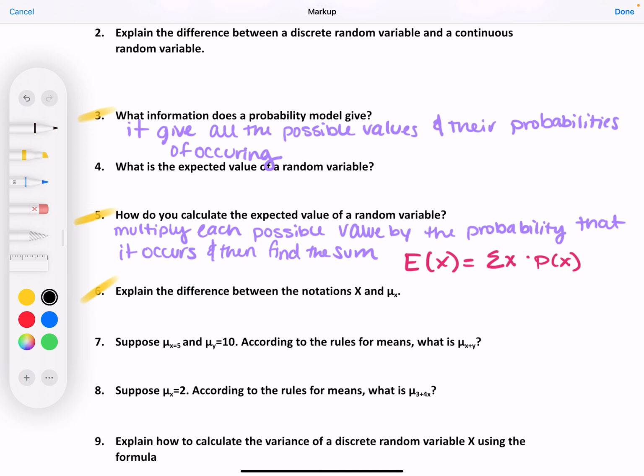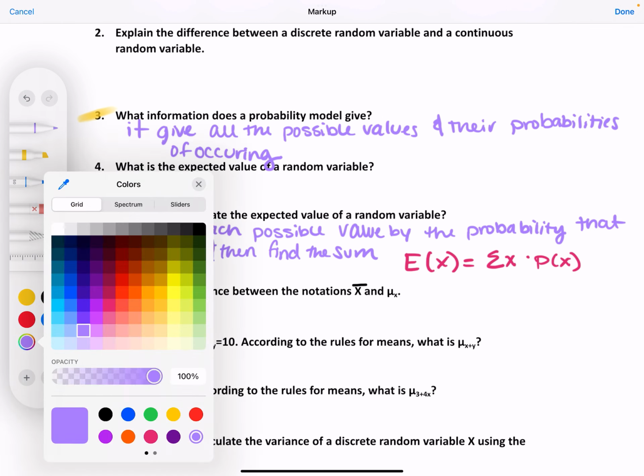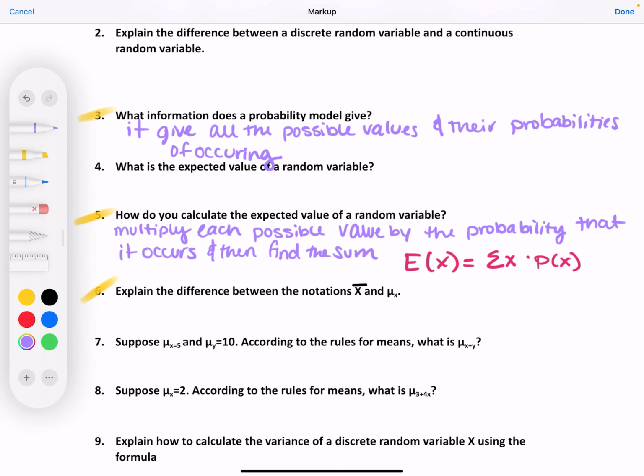Also, this next question, this X is supposed to have that over it. It's supposed to be an X bar. It's supposed to be a mean. But specifically what kind? Versus these are both mean. What's different about them?